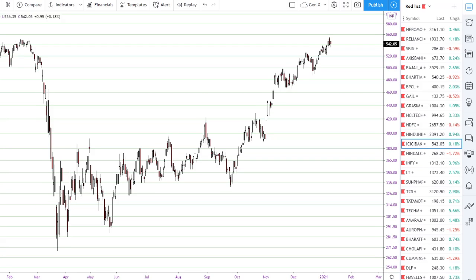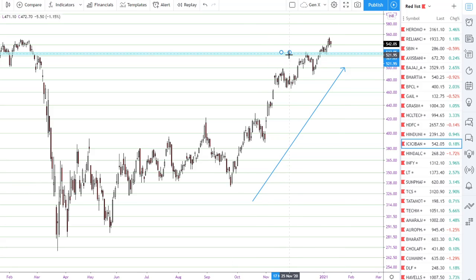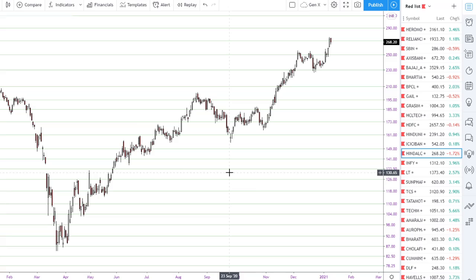ICICI Bank, again in an uptrend. It is clearly in an uptrend, and this is a zone of interest for me. As you can see, the pullback wave has already started. If it comes to this level, only then I'll look for a buying opportunity. In case the price just goes up from this level, then I would not be interested. As simple as that. Next one is Hindalco. Again the same thing.